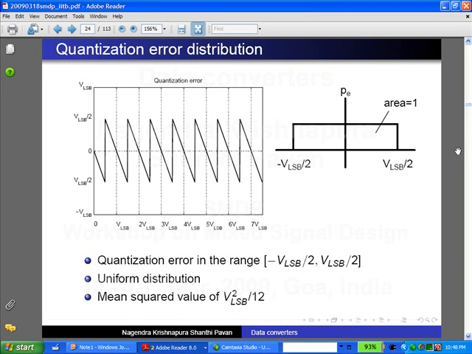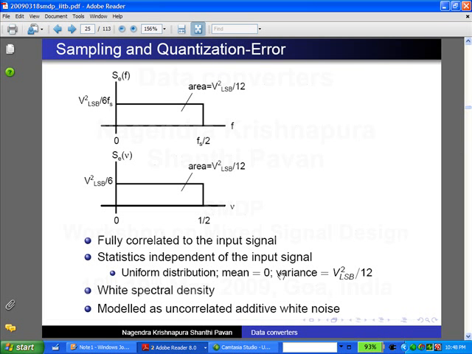So mean is 0 and the variance is VLSB square by 12. Now these properties are independent of the signal for most signals. The exact quantization error is dependent on the signal, but you take some reasonably complicated signal, you will always get 0 mean and variance of VLSB square by 12. And the statistics are independent of the input signal. So that's why these things are of interest, right? It is more of interest because independently of what the signal is, we get this variance and this mean.